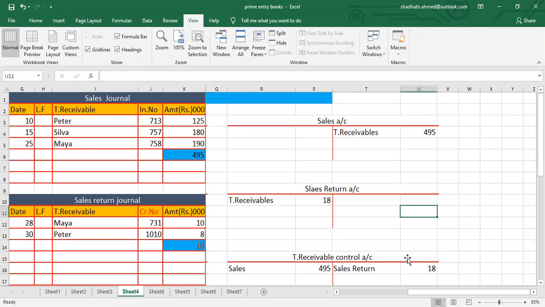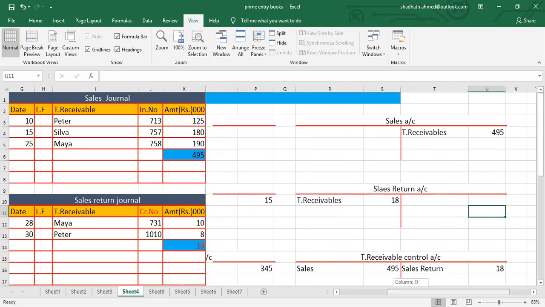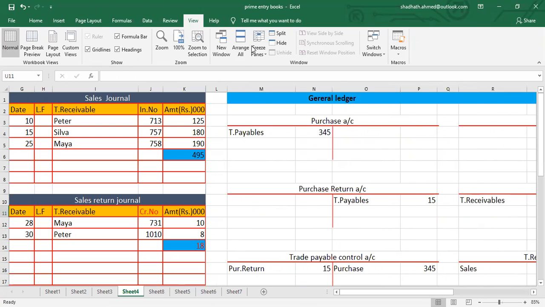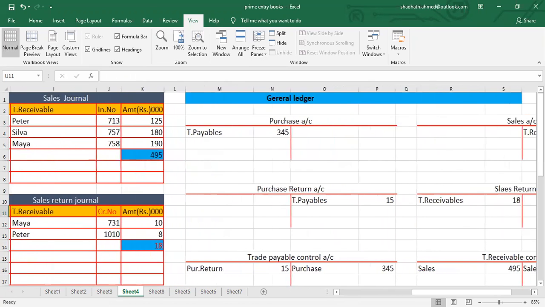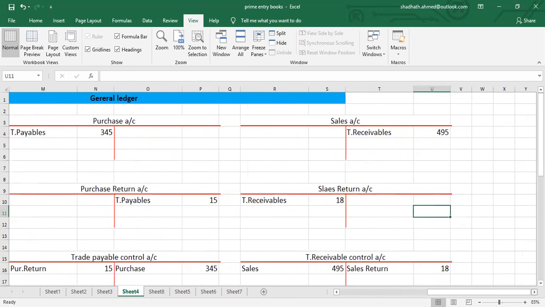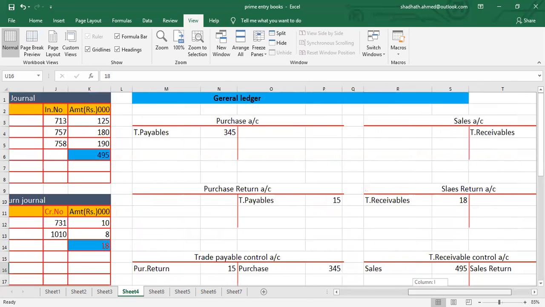So this is how the purchase journal and the sales journal are recorded in general ledger. Sales account credit, trade receivable account debit. Sales return is debit, but not in the sales account. Careful. Sales return account debit and trade receivable control account credit.